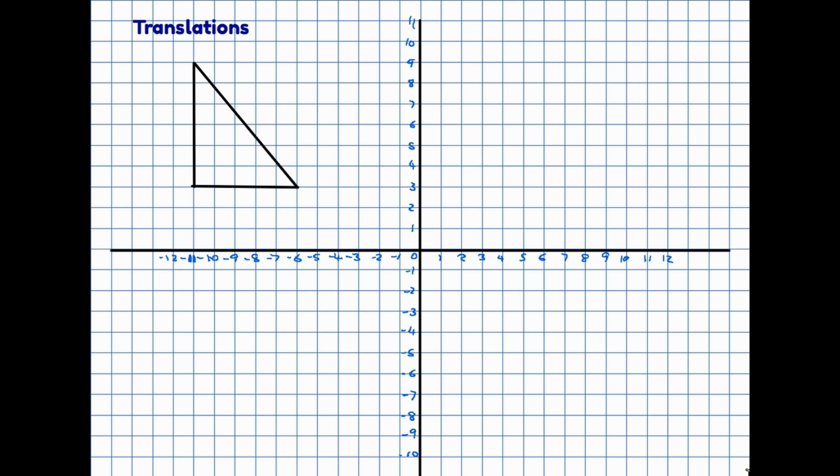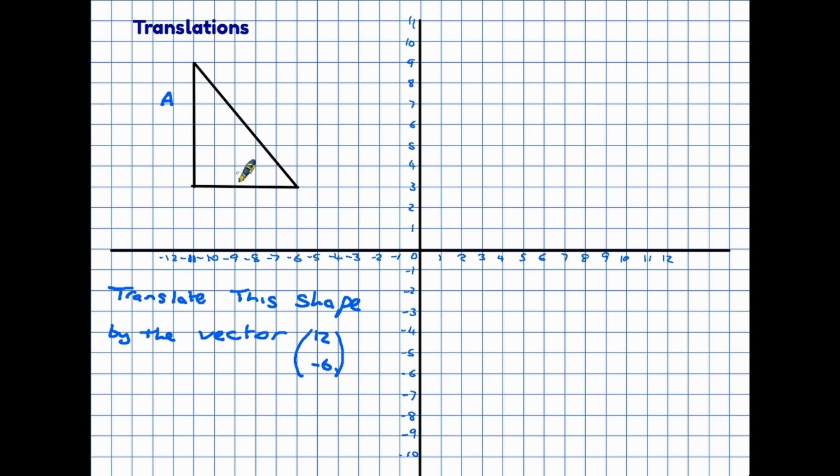If you are translating a shape on a graph, then you are simply moving it. You are sliding it in a direction, and that direction is given to you by use of a vector. You don't turn it in any way, it doesn't change its angle, it simply moves. So here's a typical question that you might get. You are given a shape and it may say translate this shape by the vector 12, minus 6.